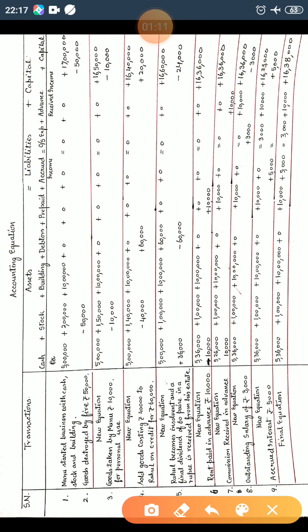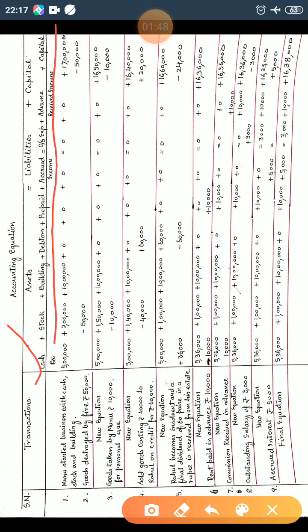read out each transaction and determine what assets and liabilities are involved, and keep writing those assets and liabilities in this line. After determining all the assets and liabilities, you start writing the transactions and showing them in the form of the accounting equation.